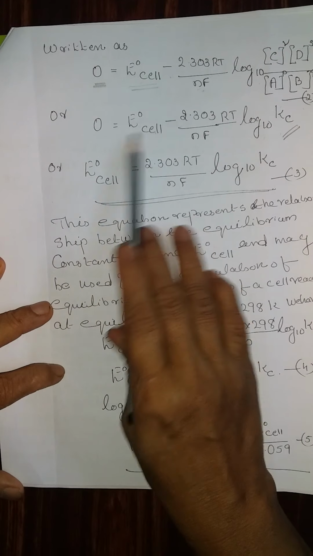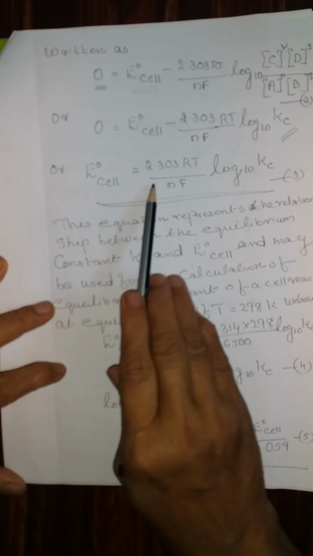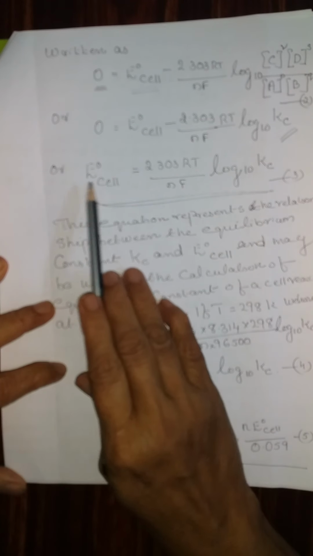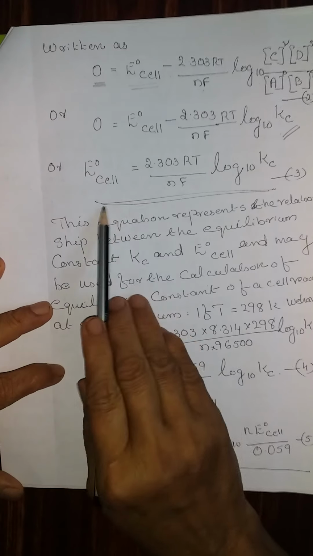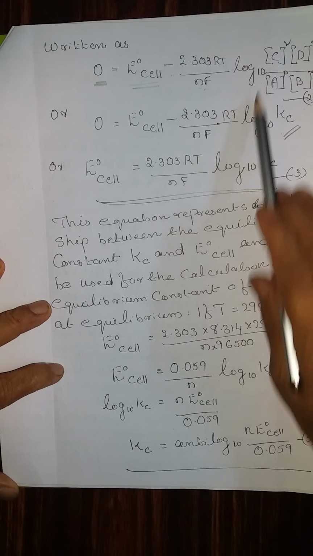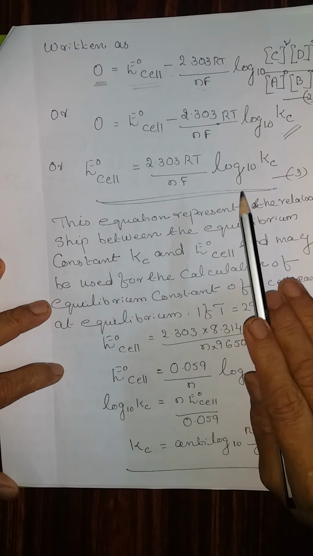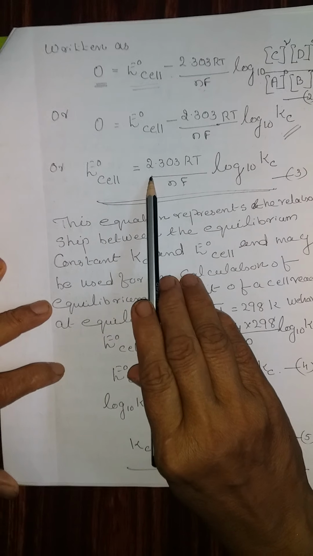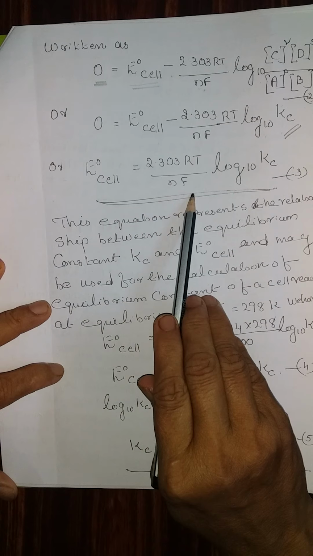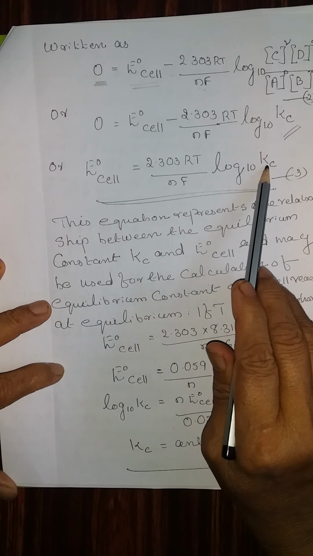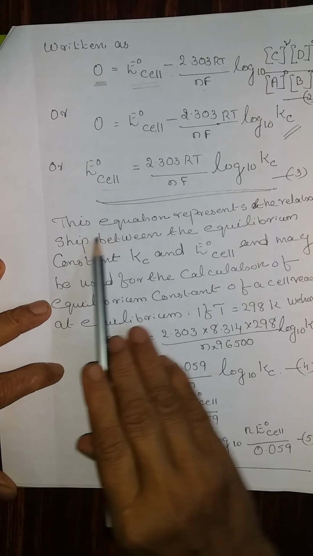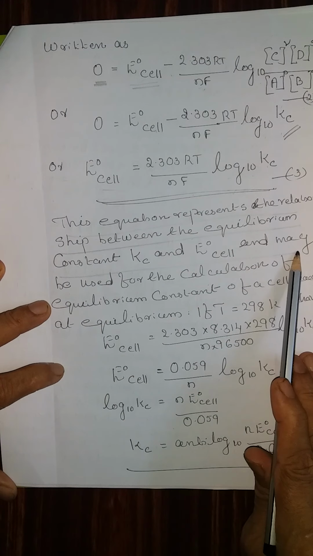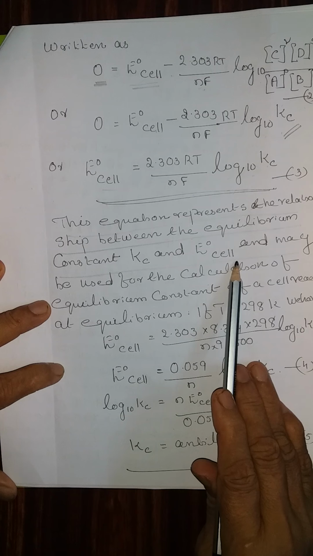You just bring the E0 of the cell to this side and the minus sign will change, minus E0 cancels the minus sign, and you will get the final answer. Derive all this by yourself and see whether you are able to get this value: E0 of the cell is equal to 2.303 RT by nF log to the base 10 Kc. This equation represents the relationship between the equilibrium constant and E0 of the cell.